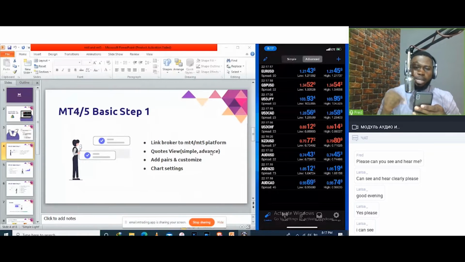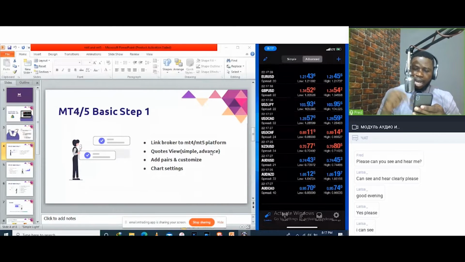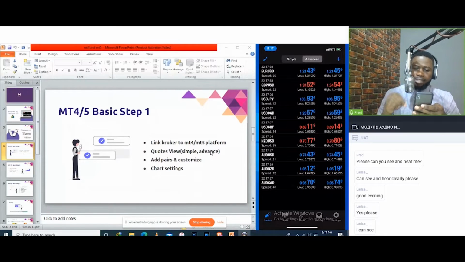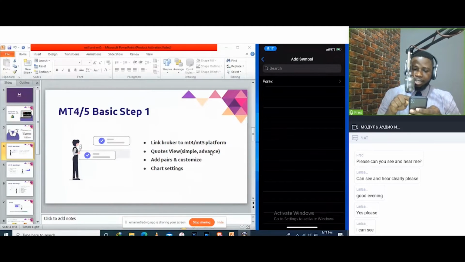Okay, so how can we add other currency pairs? Let's say we want to trade gold, or any other currency, let's say crypto or any other assets. Let's explore how we can add pairs or customize our view over here. You're going to click the plus button on the upper right corner, right? The plus button. So we just clicked it. Okay, so for here, they only have Forex.